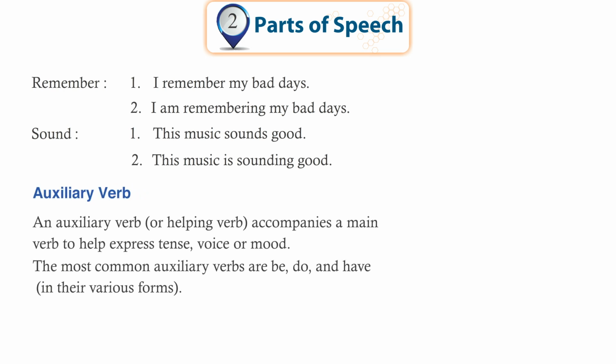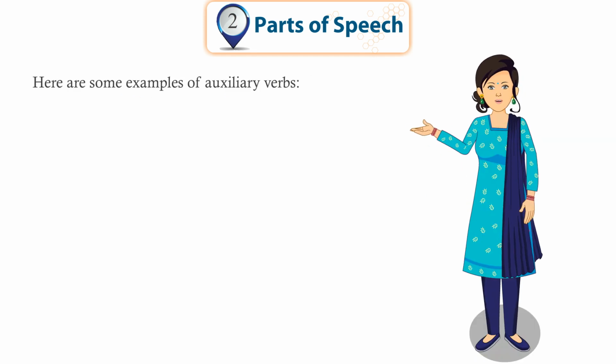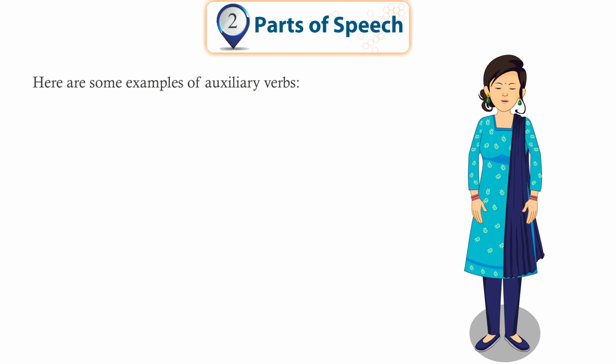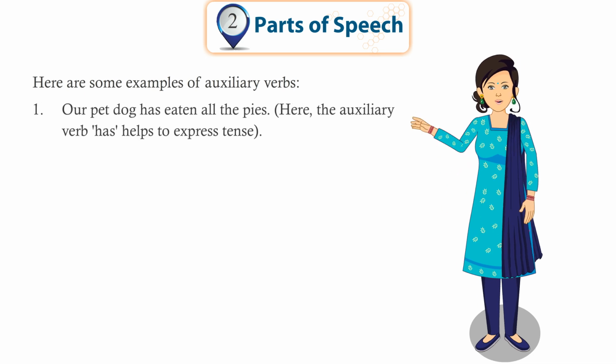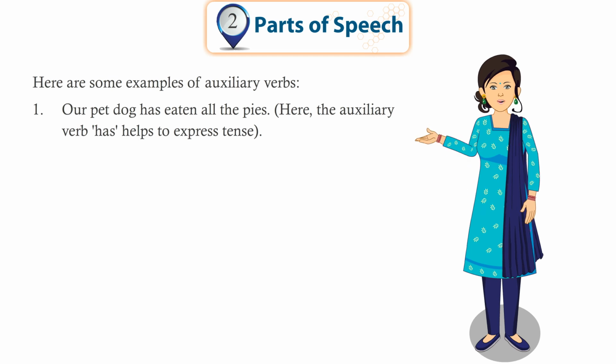Auxiliary verb. An auxiliary verb or helping verb accompanies a main verb to help express tense, voice, or mood. The most common auxiliary verbs are be, do, and have in their various forms. Here are some examples of auxiliary verbs. Our pet dog has eaten all the pies. Here, the auxiliary verb has helps to express tense.